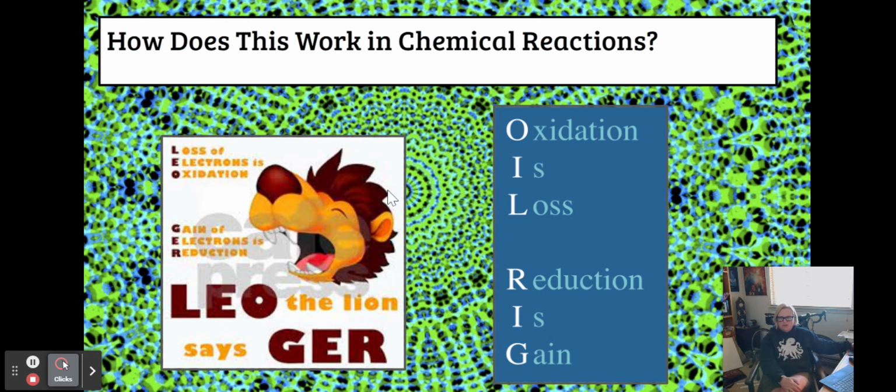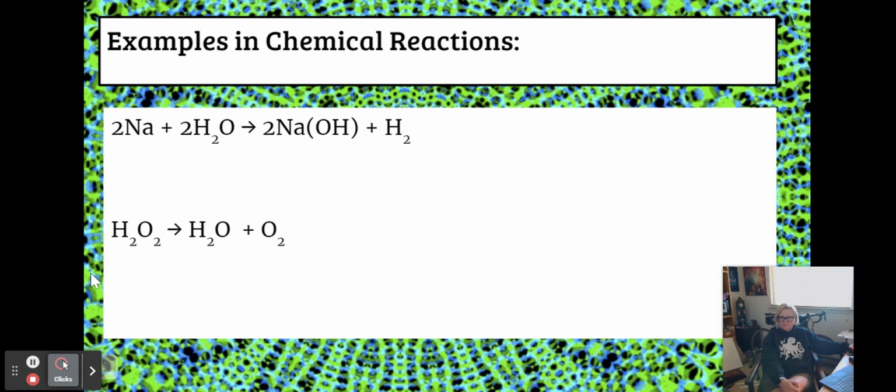I like the first one because it's so dramatic. It's Leo the lion says, grrr. So loss of electrons is oxidation. That's for Leo. Loss of electrons is oxidation. Gain of electrons is reduction. Grrr, gain electron reduction. I like that one, but if you don't like to make sound effects, then you can use OIL RIG. And OIL RIG just means oxidation is loss of electrons, reduction is gain of electrons. Important phrases to remember when you're looking at chemical reactions.